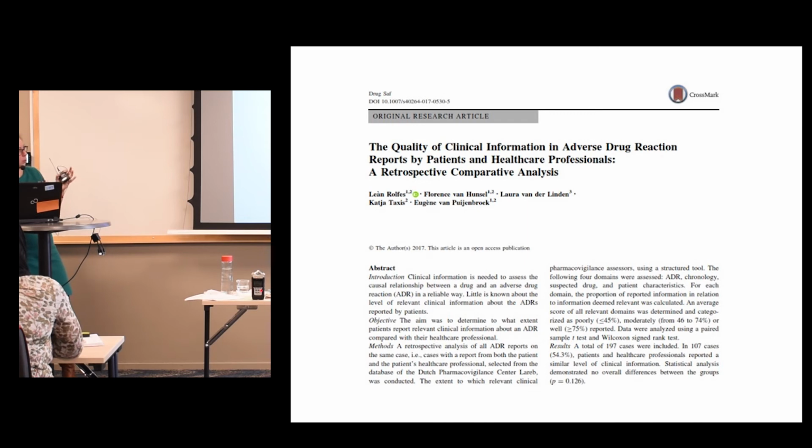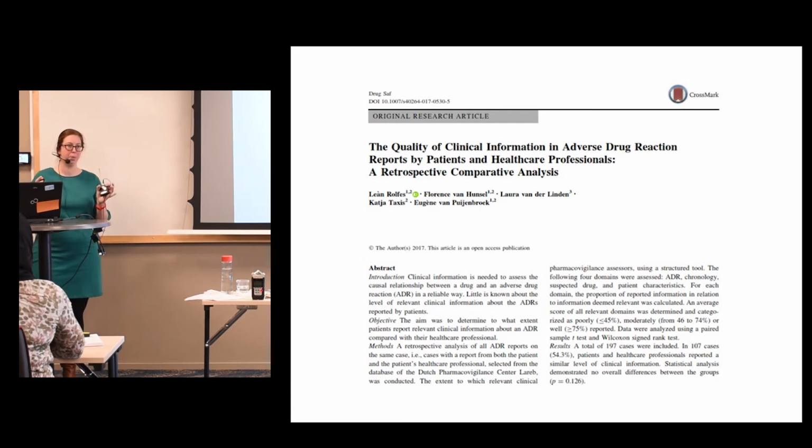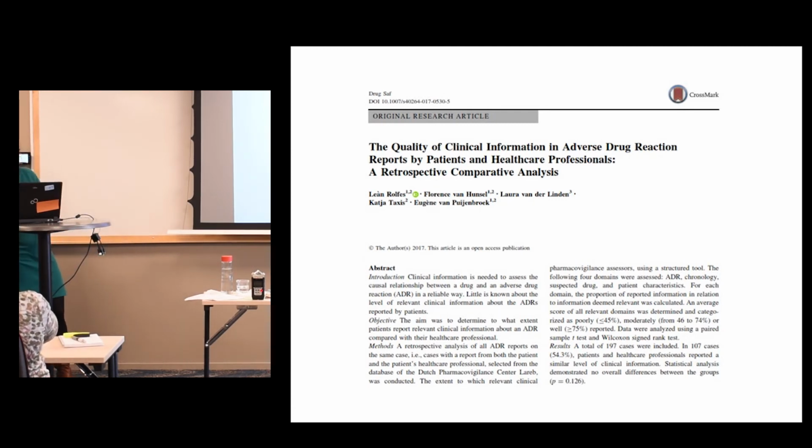So the info in the reports differs a little bit, but if you then look at the quality of the clinical info, this is another study that we did, looking at, let's say, duplicate reports, pair reports. We searched our database for all the reports that were reported by both the patient and the healthcare professional. And we then compared them. It was a set that we gathered in the last 15 years, and we looked, well, if you have these reports on the same association, what kind of info do they give you?